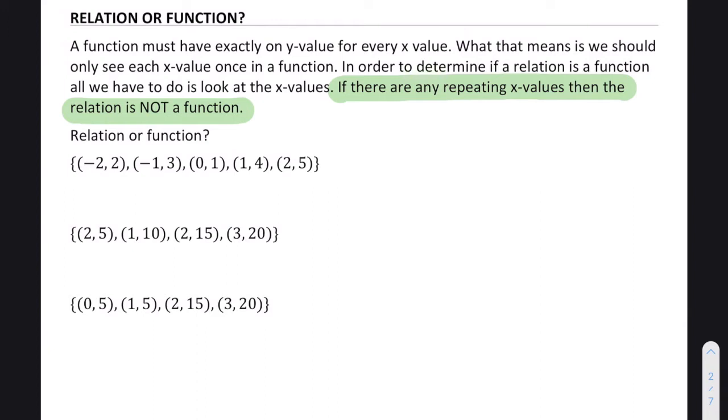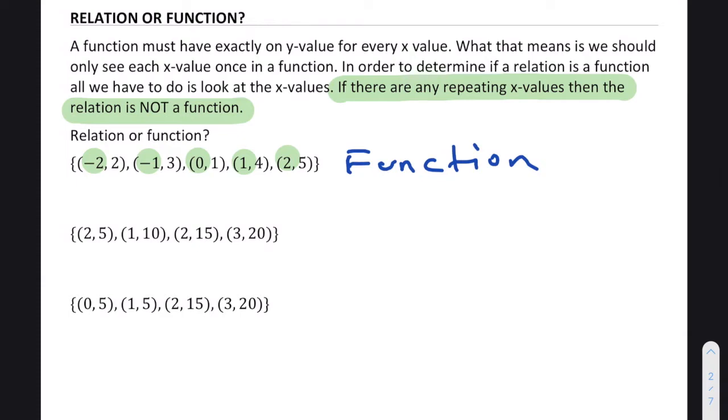Okay, so the thing we have to do is just take a look at the x values. So if we look at this first set of ordered pairs, we can see we have -2, -1, 0, 1, and 2 for our x values. And since none of those numbers repeat, that means that this is a function. So we can go ahead and call this one a function because every x value has exactly one y value associated with it.